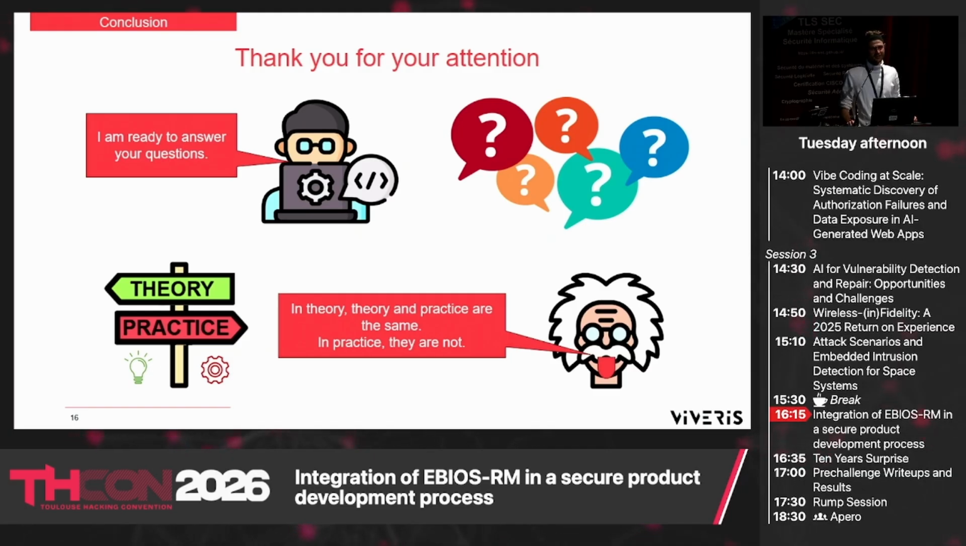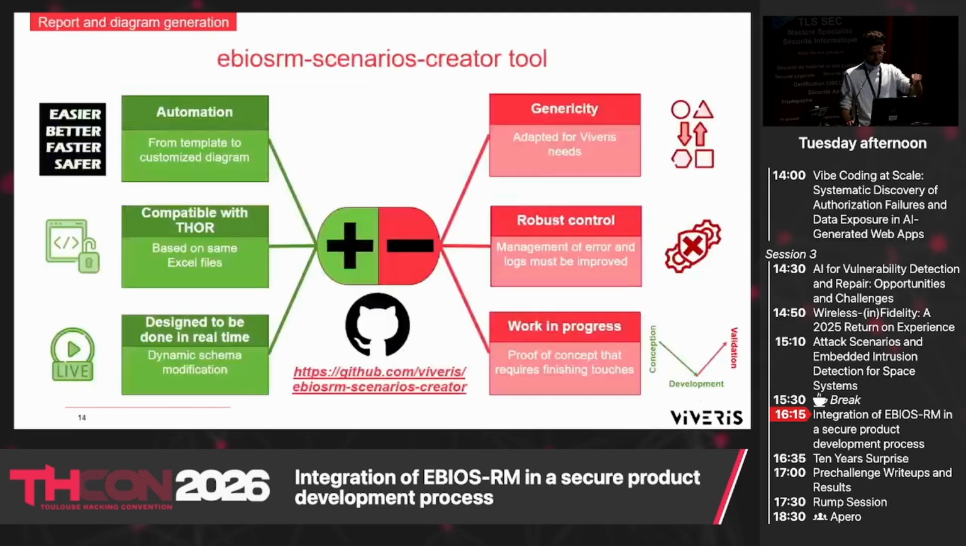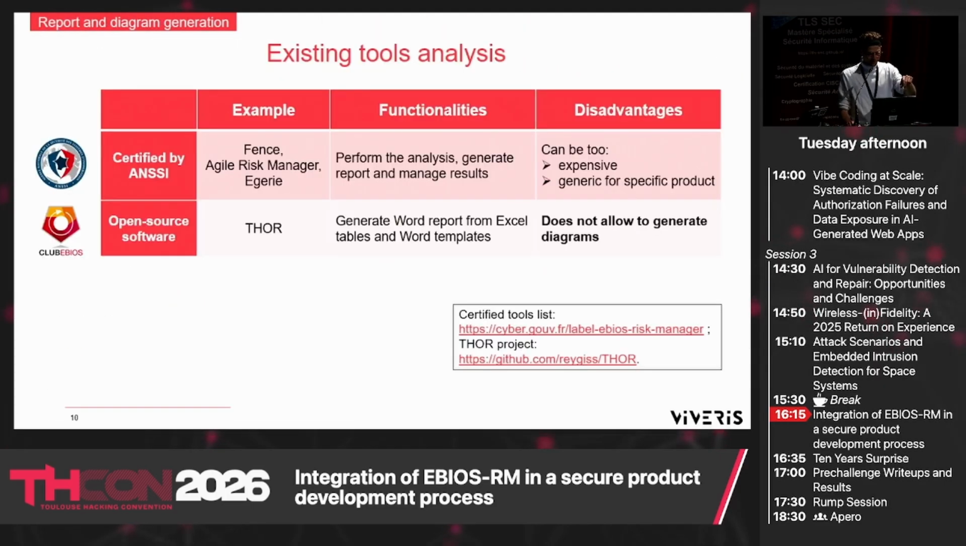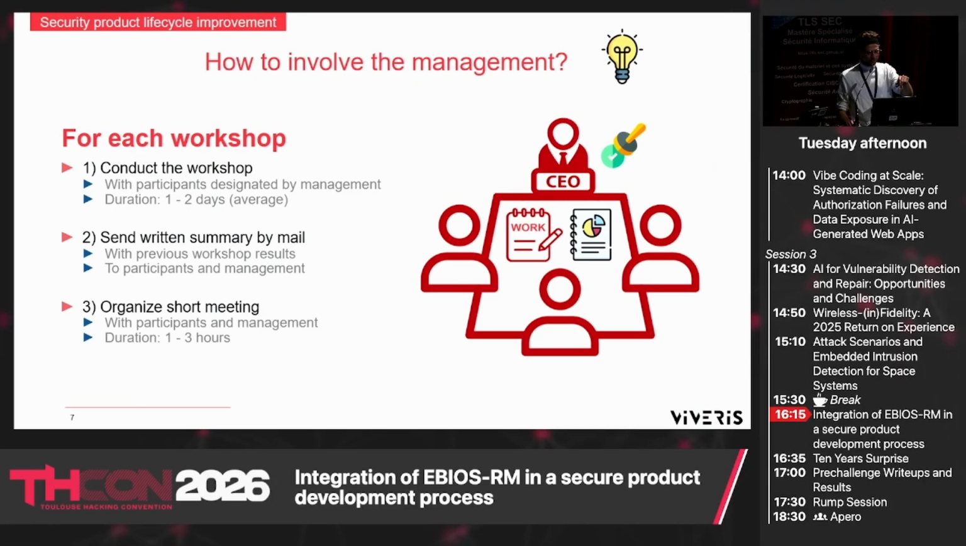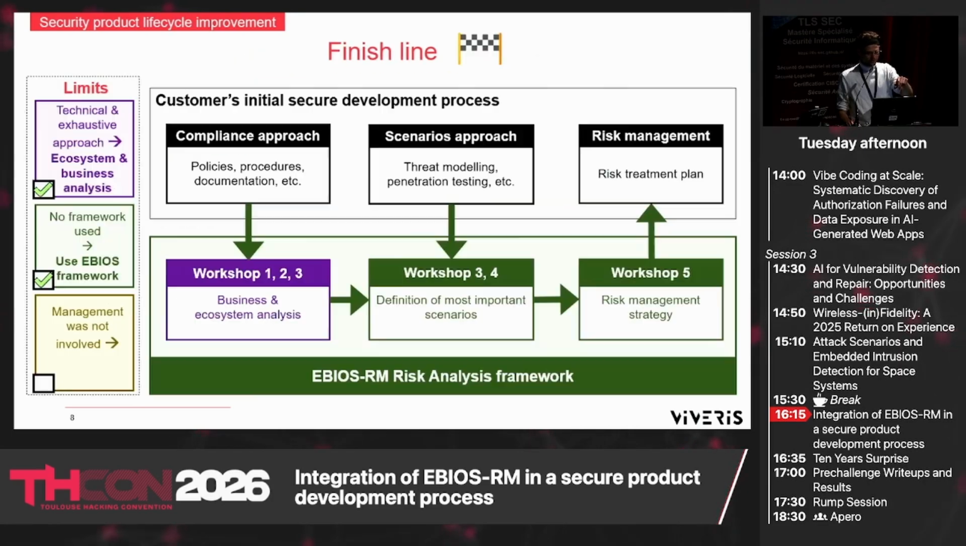Hi, thanks for the talk. I didn't really get what was so special about product development using EBIOS-RM rather than just securing an information system with EBIOS-RM. I don't know if there's some specificity when you want to secure the development of a product rather than just your information system. Okay, you mean what is the difference between just an information system and a product? Yeah, basically.